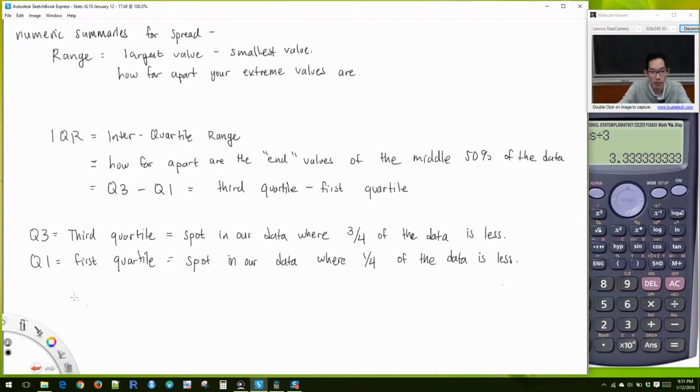Okay, so to find the quartiles, first find the median, okay, which effectively splits your list in half.